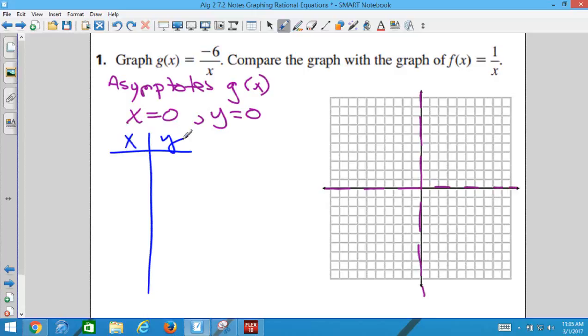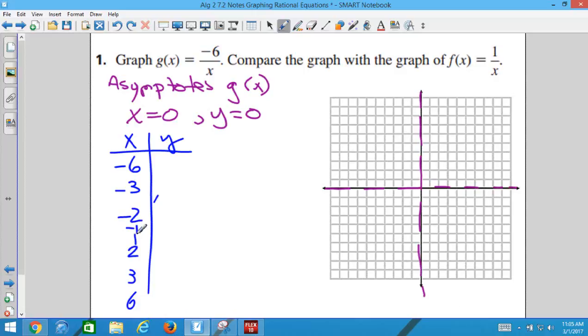And then we're going to make a table. When you pick points to go in the table, what are some points we can't pick? 0. But you can pick anything else. You might want to pick numbers that are easy to graph, numbers you can divide negative 6 by. You could put in negative 6, negative 3, negative 2, and then the positives of those, and 1. You probably don't even need that many of them.